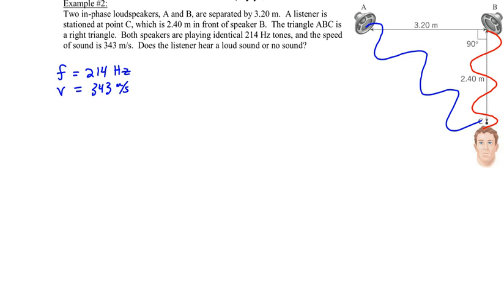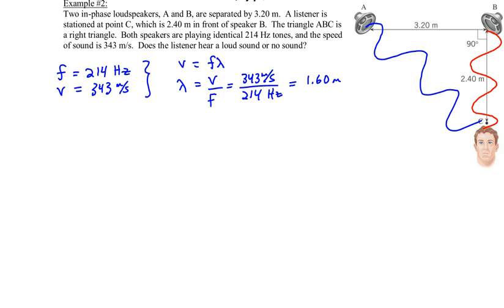Now, to determine whether they're in sync or out of sync with each other, we need to find the path difference between the distance that speaker A's sound goes to the listener and speaker B's sound goes to the listener, and compare that path difference to the wavelength of the sound. The wavelength is not given, but you are given the frequency and the speed. Hopefully you recall the wave equation: speed equals frequency times wavelength. Therefore the wavelength is speed divided by frequency: 343 meters per second divided by a frequency of 214 hertz. This means our wavelength is about 1.60 meters.